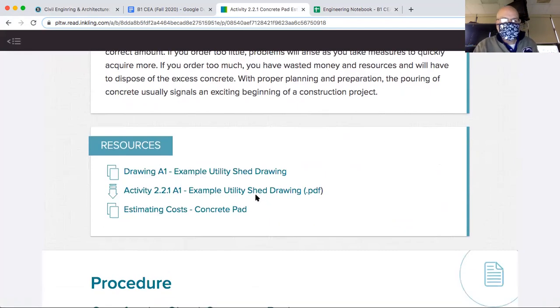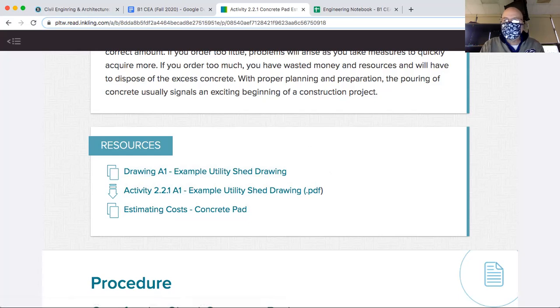And then the resources themselves, utility shed drawing and utility shed drawing. This is the same example file or example drawing of the shed. You don't have to take any notes on this, but I would look at it. There's nothing relevant about that drawing except for the fact that it shows you the shed. And the shed, of course, is what you're building your concrete pad on.